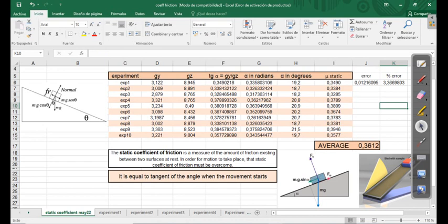But what we wanted to calculate was the static coefficient. That is the tangent of the angle when the movement starts, in this moment. So here it is. With this, we have finished our project.